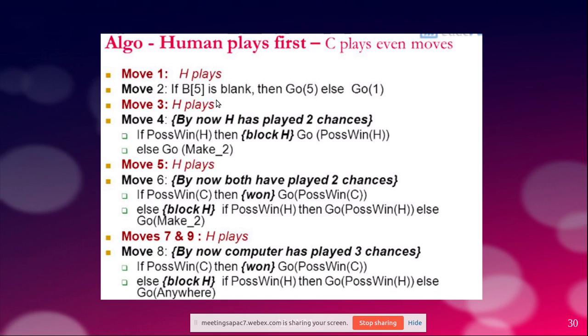That's what happens if the computer starts. If human starts, the human will play, then if the center is blank, the computer will definitely go for the center fifth cell, or select the first one. Then human will play. Now human has played 2 times, so make sure that on the third move human will not get a winning situation. Therefore, try to block it. Otherwise, select the best option.